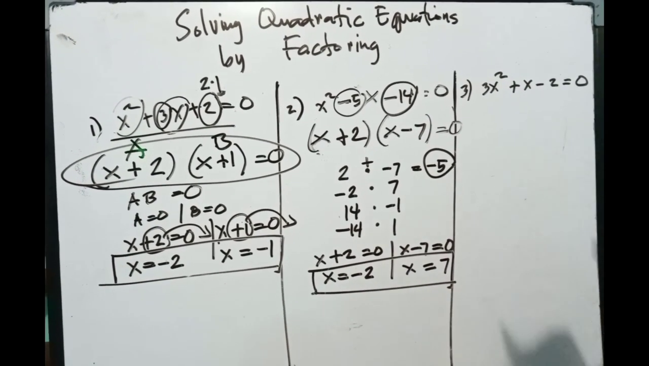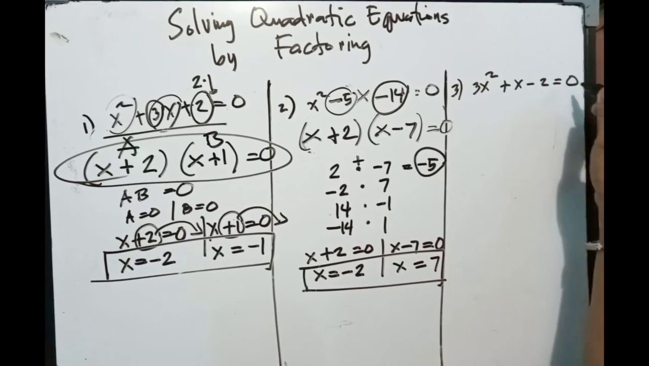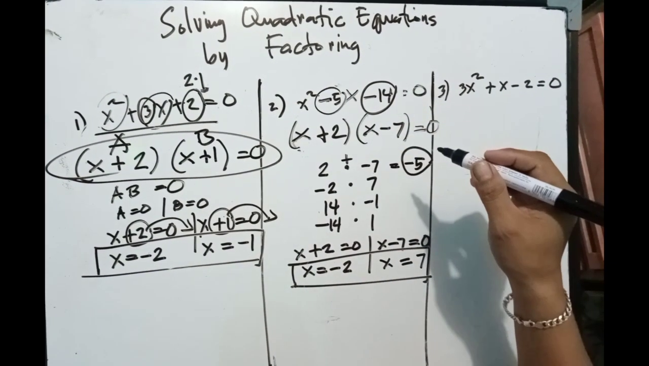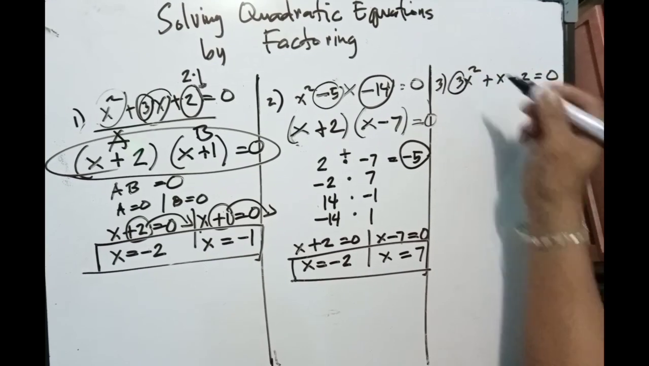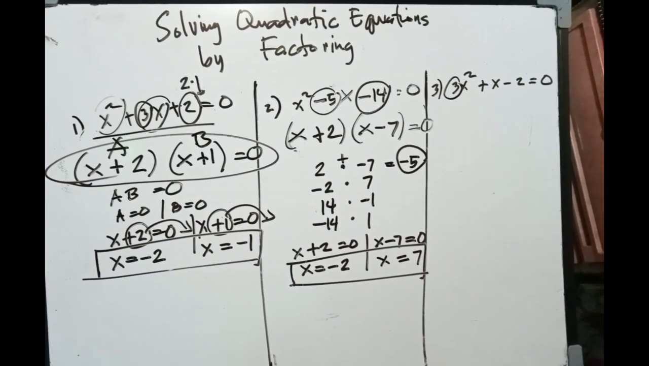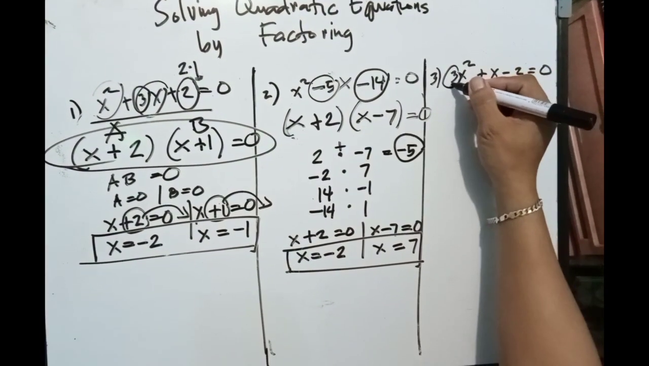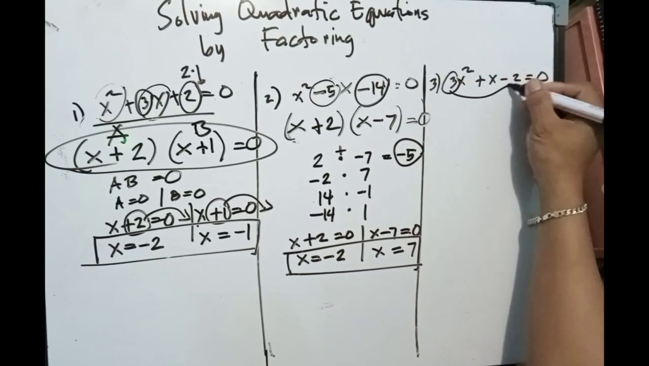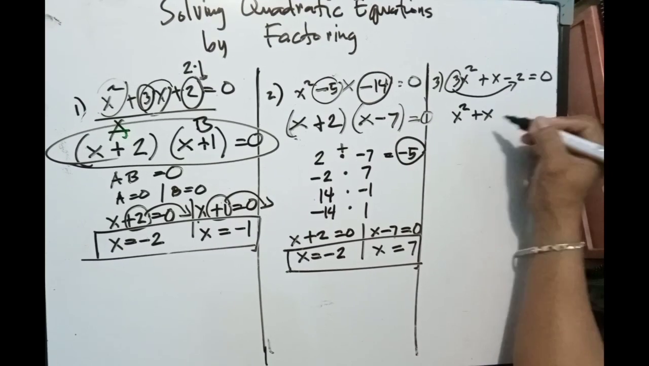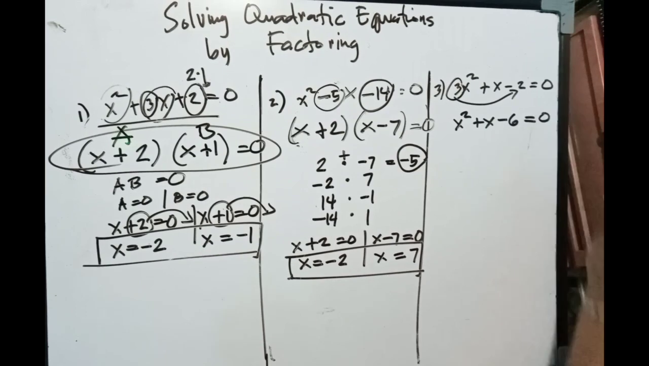And now let us proceed to number 3. 3x squared plus x minus 2 equals 0. This is different from number 1 and number 2 because there is a numerical coefficient other than 1, which is 3. Paano natin ito gagawin? Okay, sundan lang yung procedure. Multiply this 3 to the constant term. It will become x squared plus x, 3 times 2, 6 equals 0.